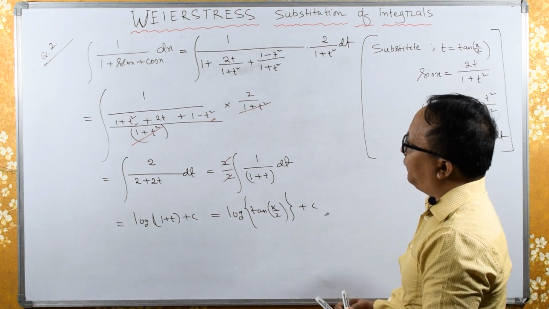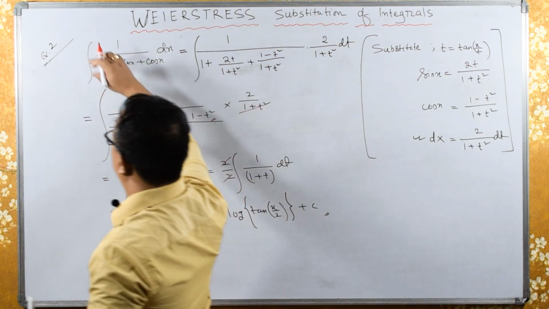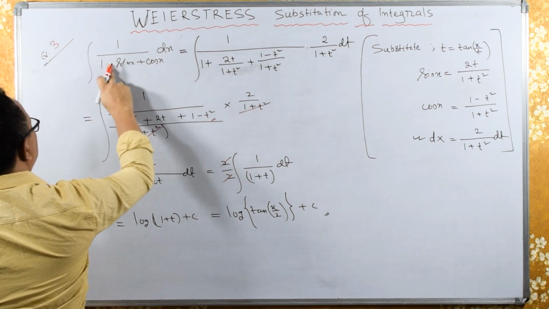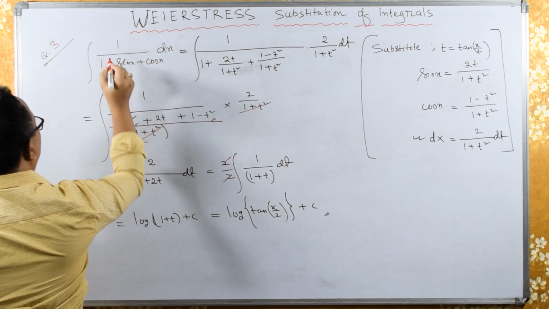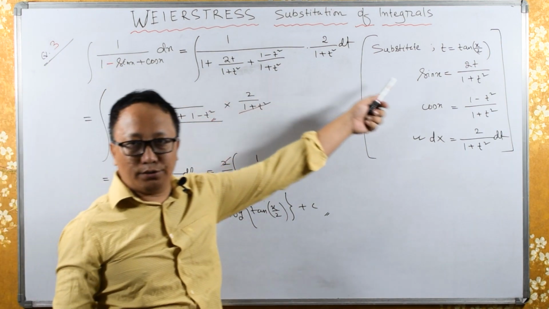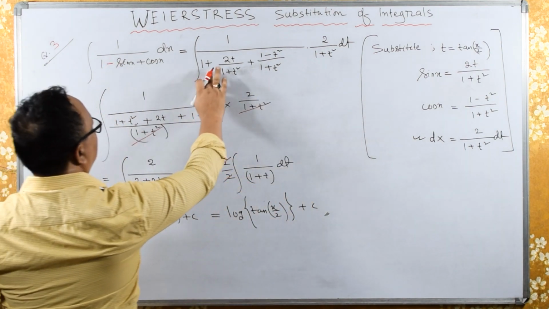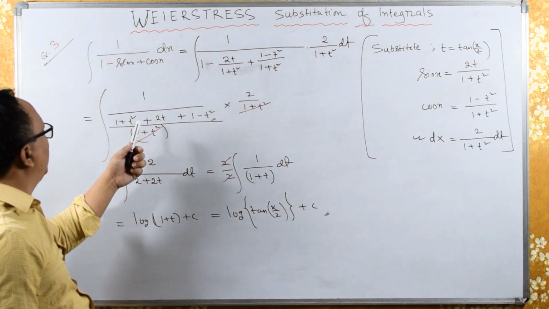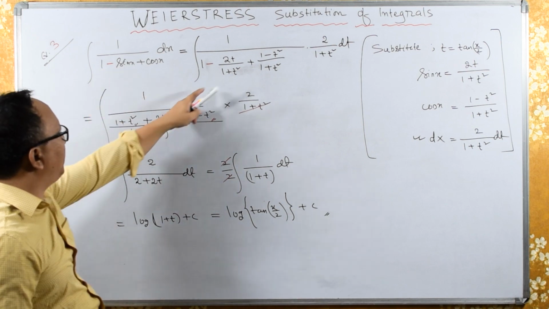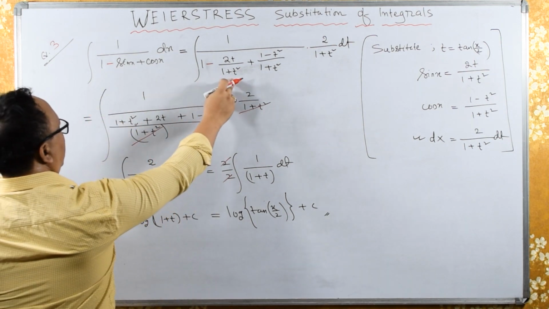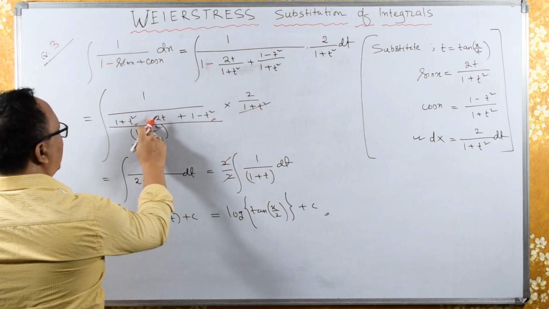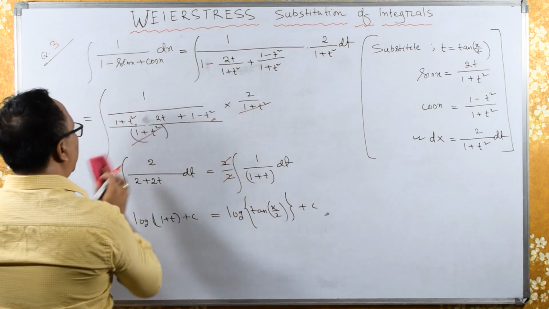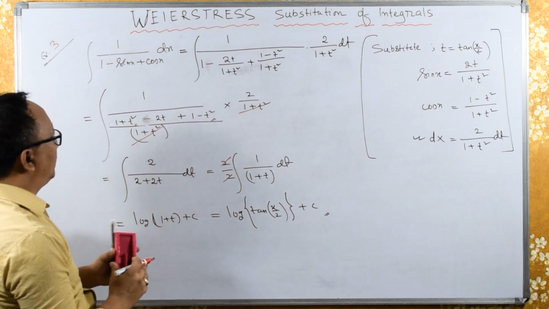Now if the question is like this, for example, if they have given minus, what you have to do is the same substitutions. Now I will get minus over here, and minus over here. So if I get minus over here, with the LCM, I will get minus 2t over here, minus 2t.